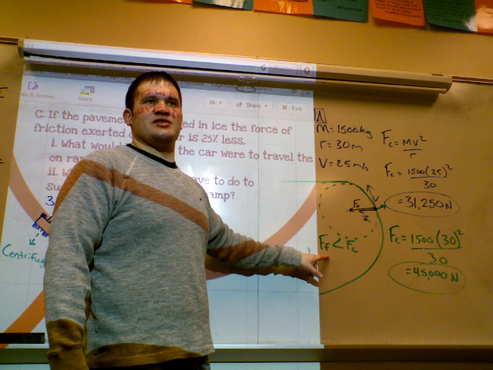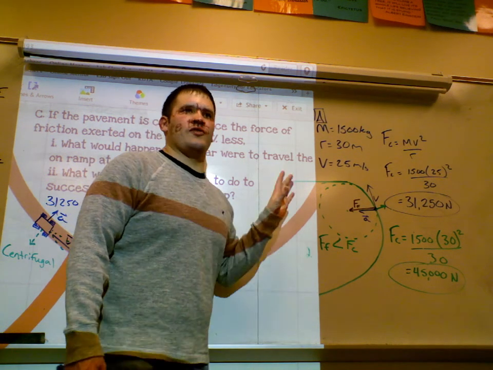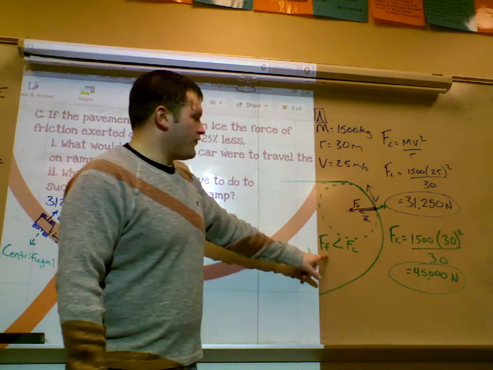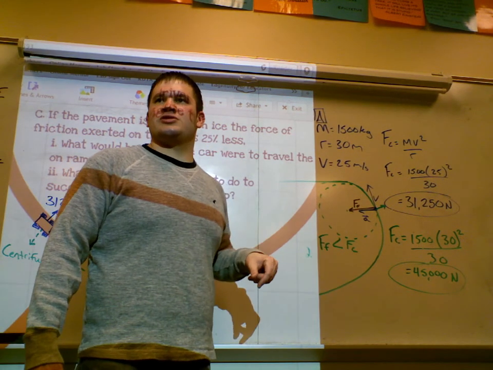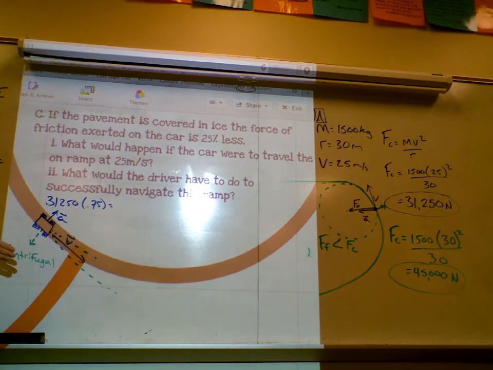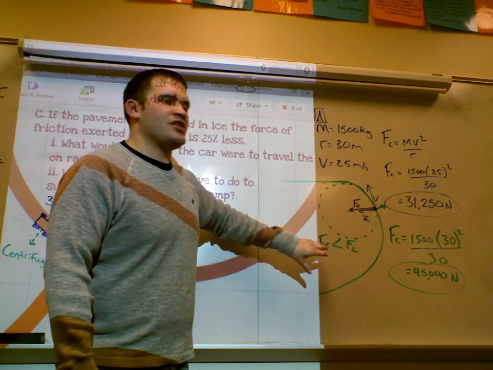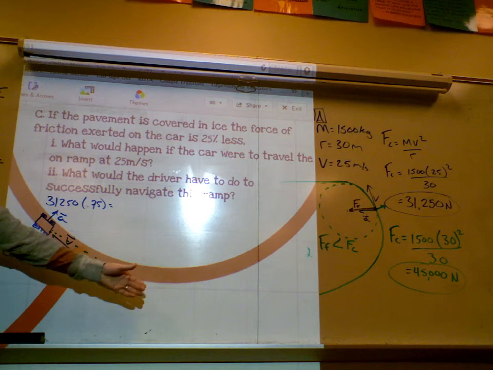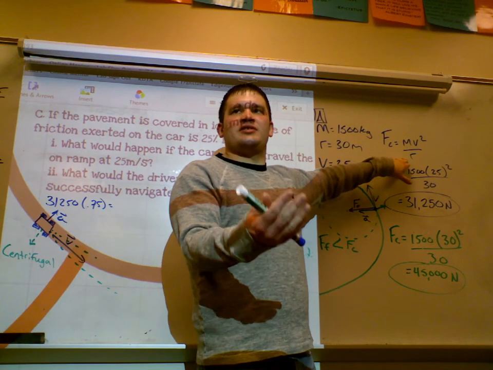If force of friction is less than centripetal force, where does the car move? It moves outside, it experiences that fictitious force. But all it is is because the force of friction is less than the centripetal force. So part 2 said, how could they navigate this turn? How could they take this force of friction and make it equal that centripetal force? What do they need to do? Increase radius. Good. So we can make a wider turn. If we increase the radius in this equation, what happens to centripetal force?